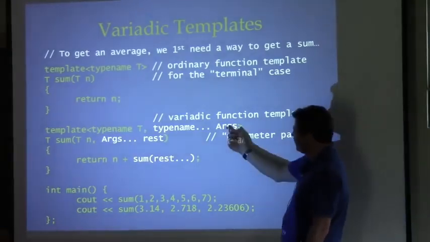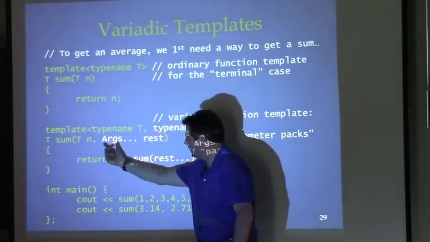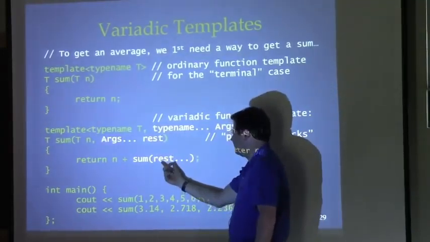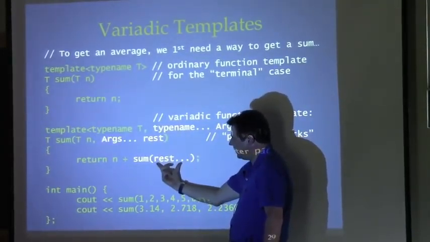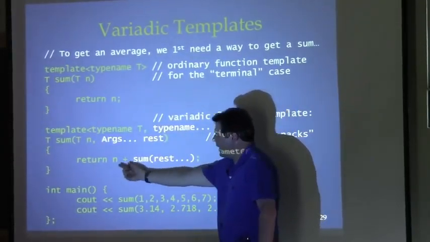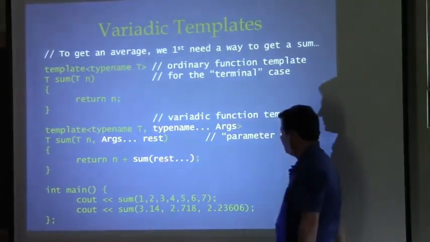So this args corresponds kind of to this arg, and then this rest corresponds to the list of these actual values. Right? So n plus the sum of all the rest of the values.